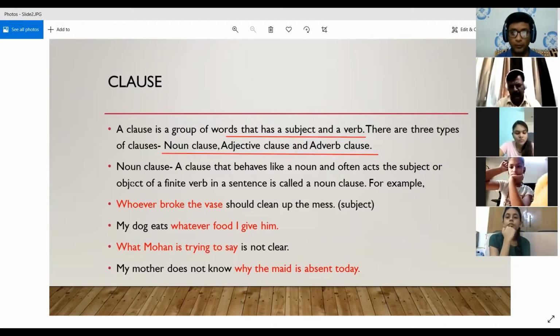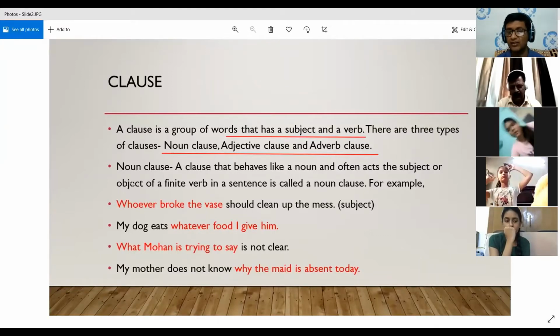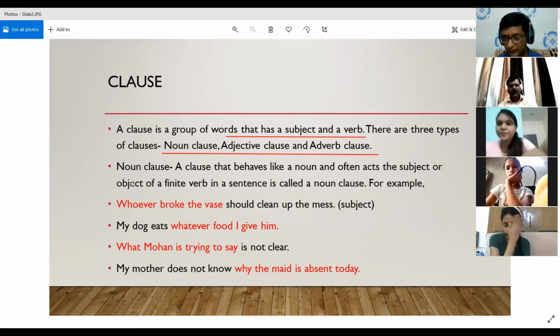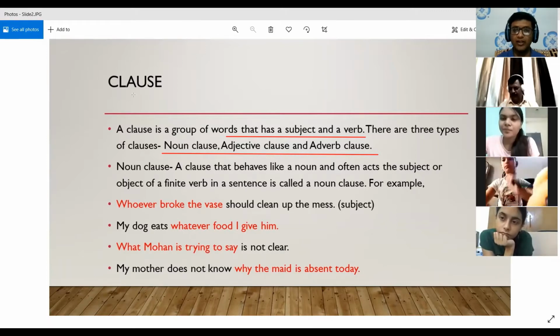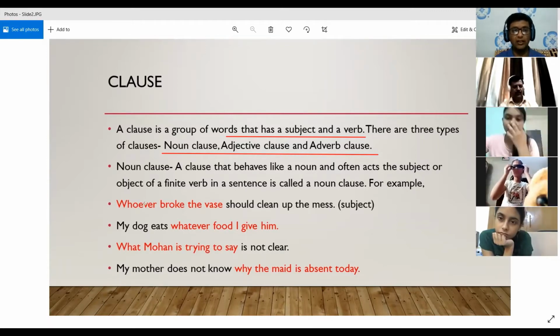So when a group of words is acting as a noun, it will be called a noun clause. When the same group of words will start acting as an adjective, then it will be called an adjective clause. And when a group of words performs the role of an adverb, then it will be called an adverb clause. Now let's see a noun clause.